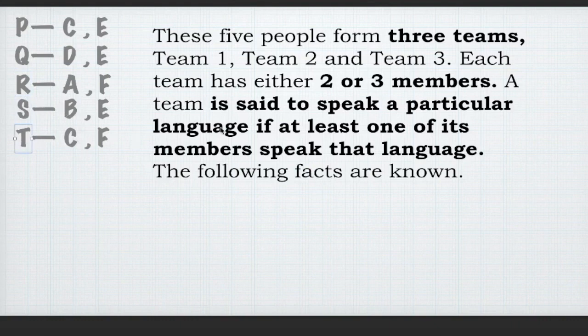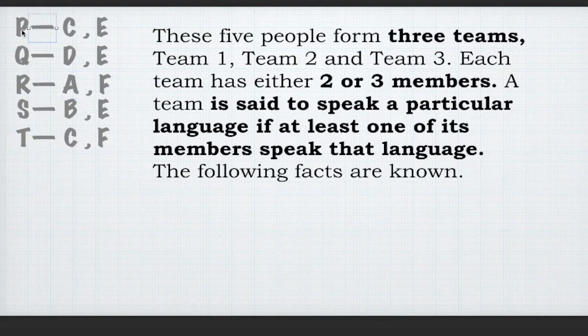Great. There was more information, or rule data, given. These 5 people form 3 teams. Team 1, team 2, team 3. So one of my challenges is going to be figuring out who goes to which team. Each team has either 2 or 3 members. Okay, that's the information about team size. A team is said to speak a particular language if at least one of its members speaks that language.